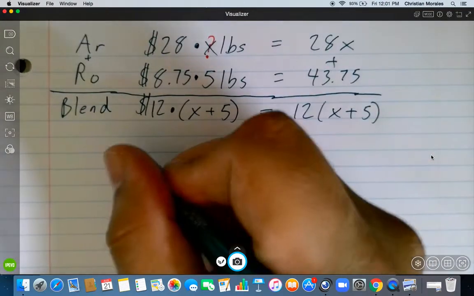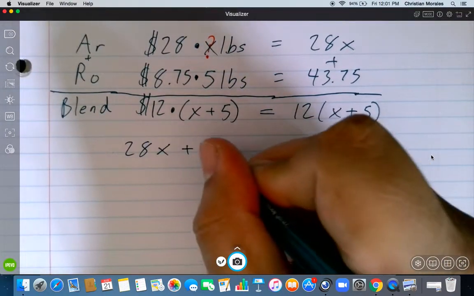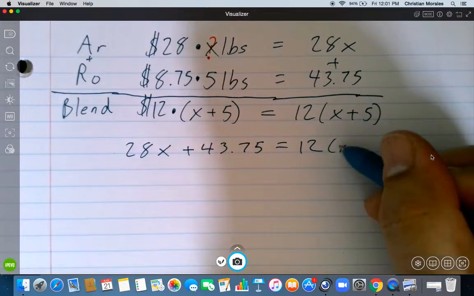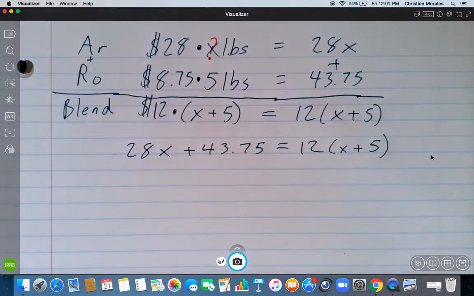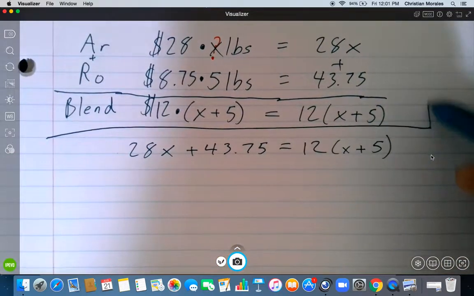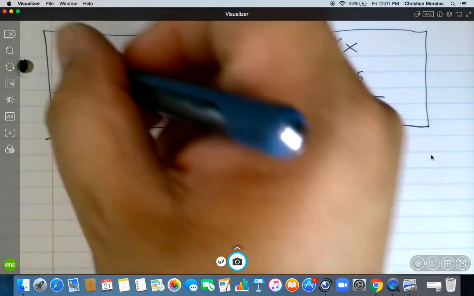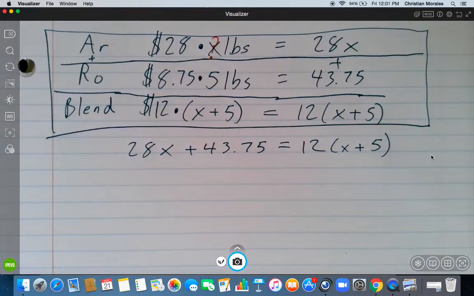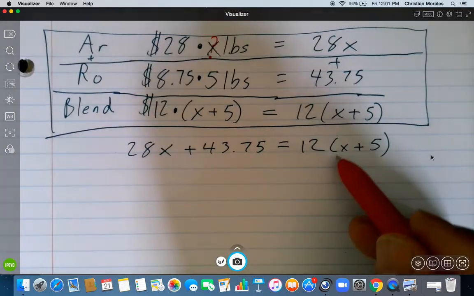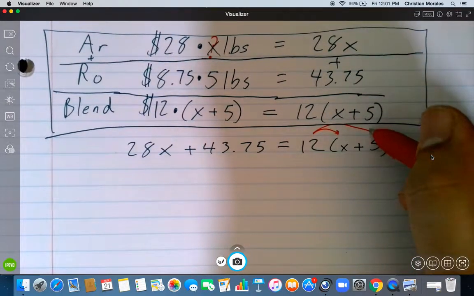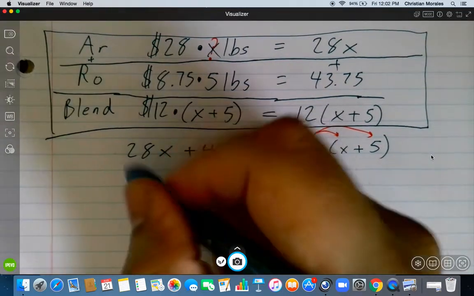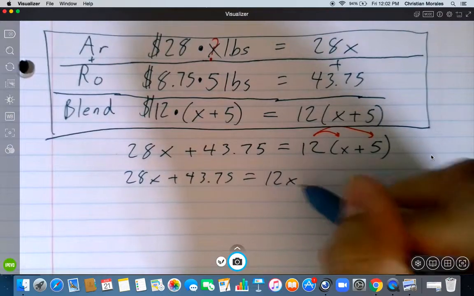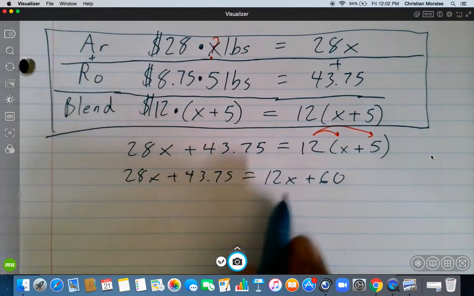The equation would look like this: 28X plus 43.75 equals 12 times X plus 5. And now, guys, that's kind of what your table would look like, and this is what the equation would look like. And then we just solve this. So we have to distribute here: 12 times X and 12 times 5. So I get 12X plus 60.